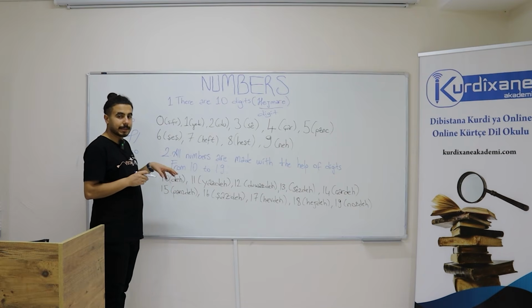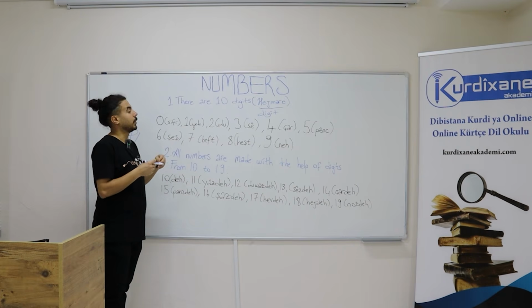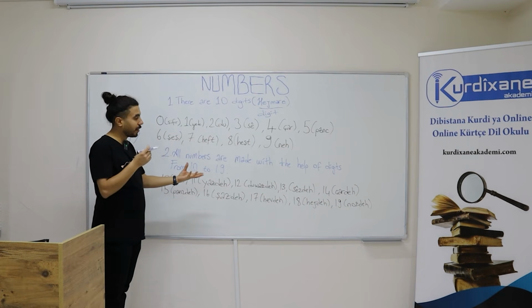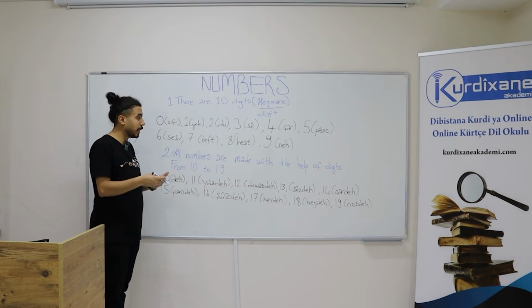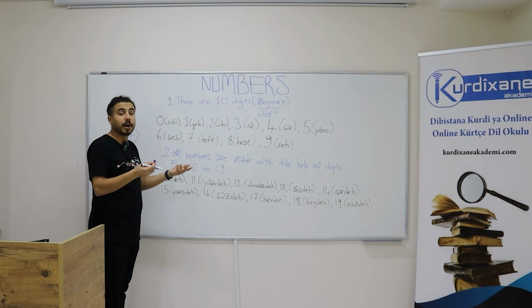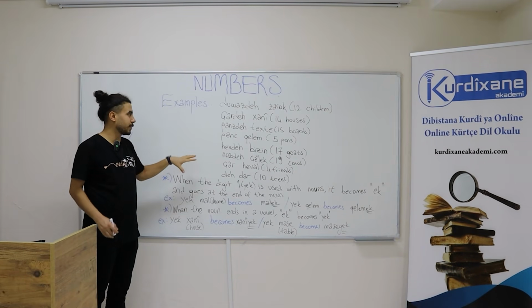Now let's turn to some examples so that you can understand how to use numbers with nouns. So how to say 5 children, how to say 6 books, how to say 7 fathers, things like that. Let's move on to the examples and see how to use these numbers with the nouns.